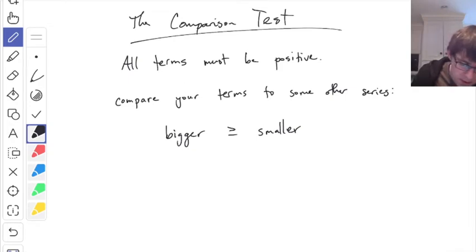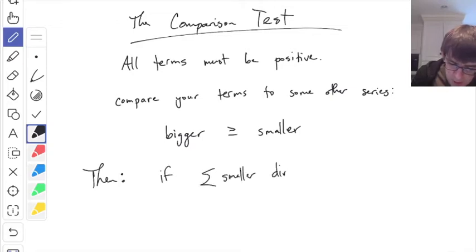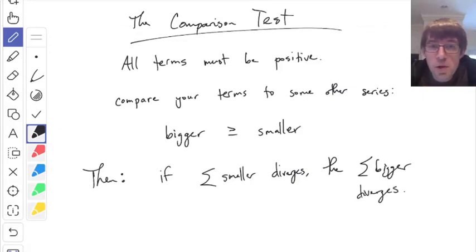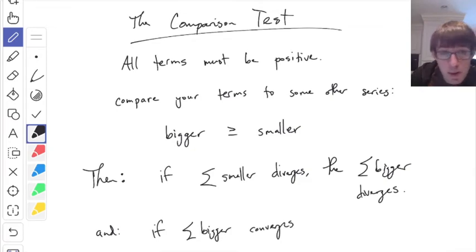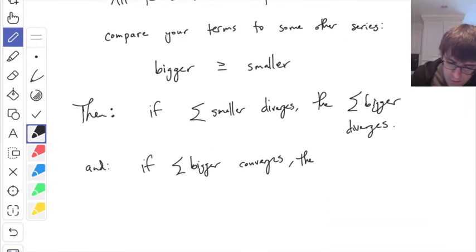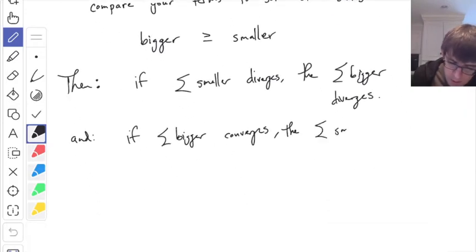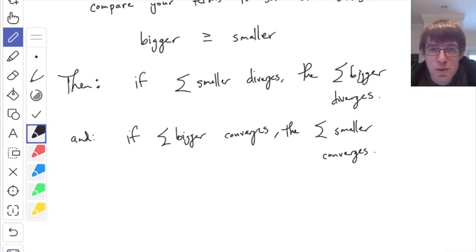So maybe your series is the bigger one, maybe your series is the smaller one, but you make a comparison between two of them. And then the comparison test says, if the sum of the smaller diverges, then the sum of the bigger diverges. The idea is if the smaller one is becoming infinite, then automatically the bigger one also is becoming infinite. And the other way around, if the sum of the bigger one converges, that is, it's not becoming infinite, then automatically the smaller one also converges. The sum of the smaller also converges.